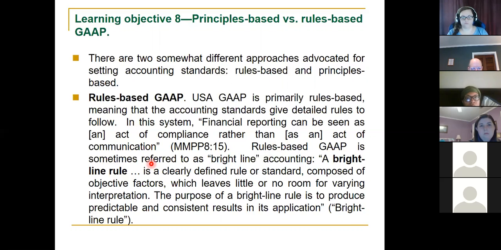Rules-based GAAP is sometimes referred to as bright line accounting. A bright line rule is a clearly defined rule or standard composed of objective factors which leaves little or no room for varying interpretation. The purpose of a bright line rule is to produce predictable and consistent results in its application.